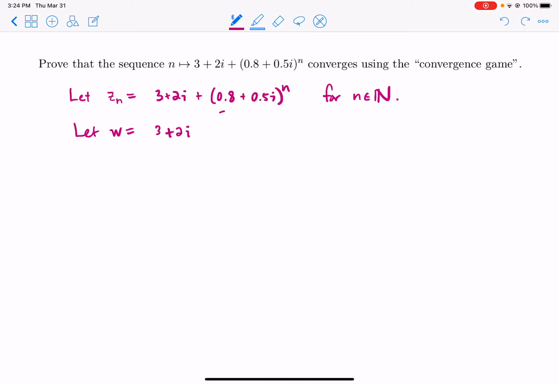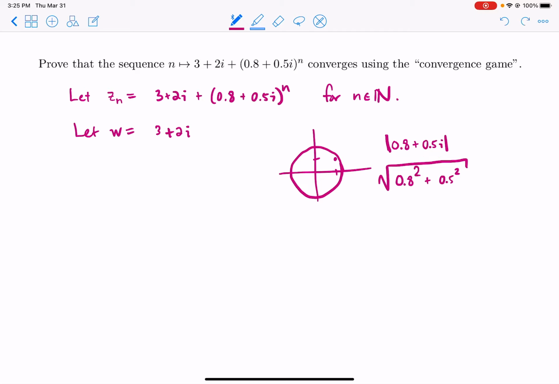Why? So let's see. Where is this number? Here's the complex plane, 0.8 and then 0.5. That's maybe here. Now, it's not super clear, but it turns out that this number is inside of the unit circle. Let's check that. Let's just calculate the size of this number. I just take the square root of 0.8 squared plus 0.5 squared. That's the definition of the norm or modulus or size or absolute value. It's the Pythagorean theorem, really.